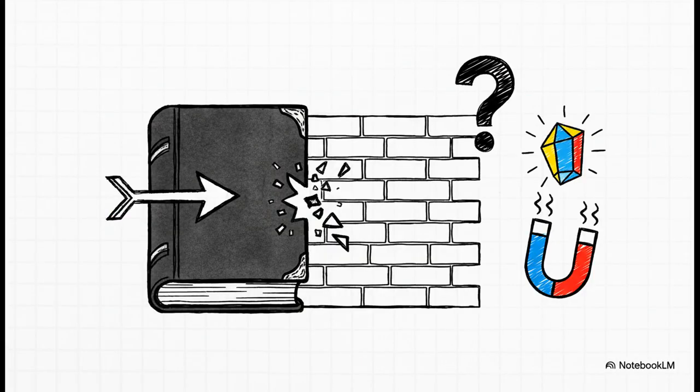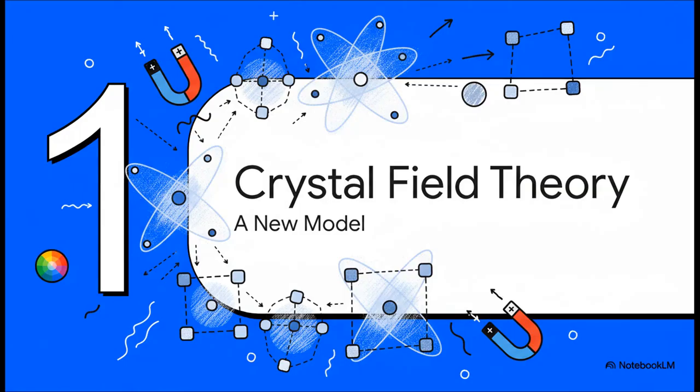For a long, long time, this was a genuine puzzle for chemists. The old school models, things like valence bond theory, they just couldn't crack the code. They completely failed to explain the colors, and they also couldn't figure out why some of these compounds were magnetic and others weren't. To solve this, we needed a totally new way of looking at the problem.